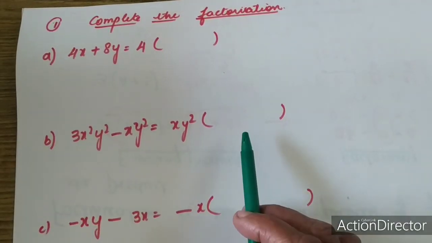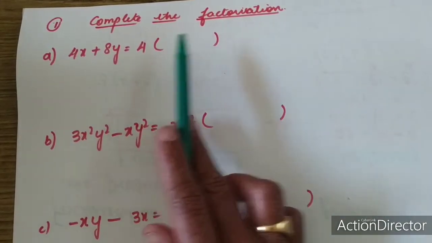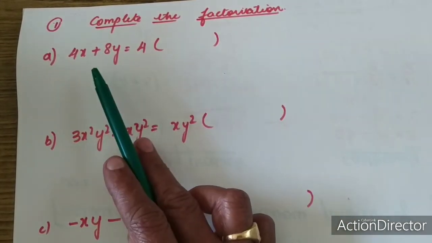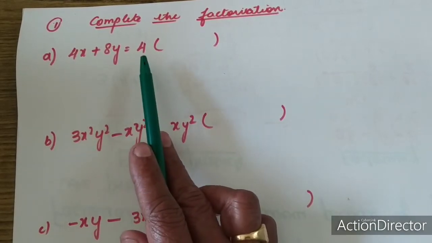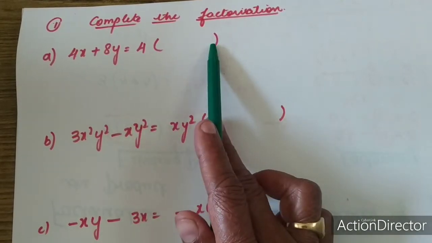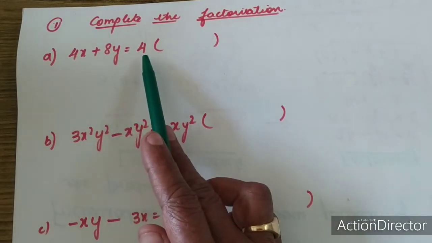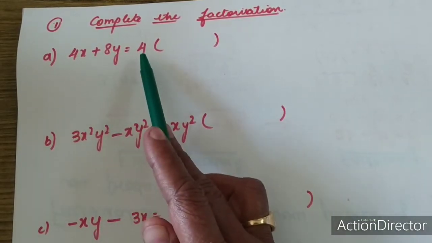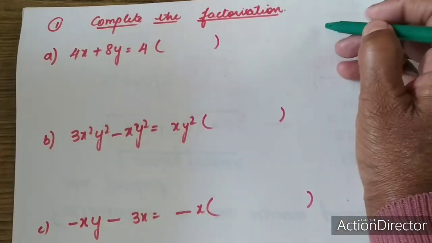Now let us solve some sums for factorization. Simple question. Complete the factorization. The sum is given as 4x plus 8y is equal to, and here they have given the HCF, that is 4. As I said, how do we get the second bracket? Dividing each term by the HCF, that is 4x divided by 4. You can do it in your mind also. If you are not able to, you can do it in the rough column.